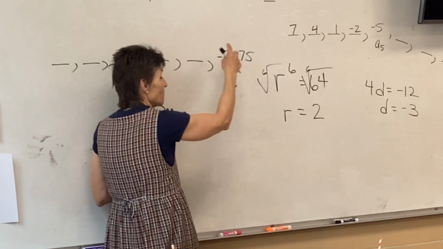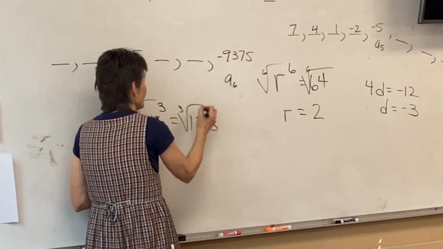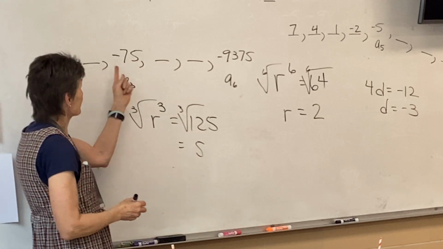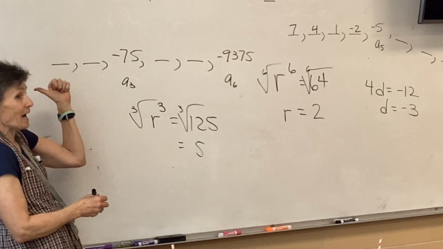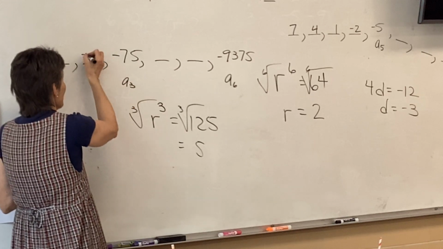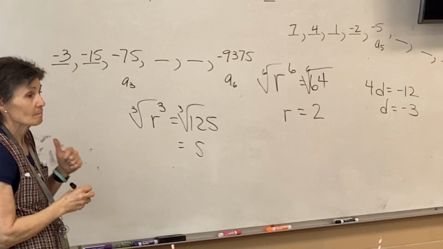This times 125 is this. So when you cube root that, you get 5. That means times 5. So this way would be divided by the first one's 5. So this is going to be negative 15, negative 3. Yep, negative.